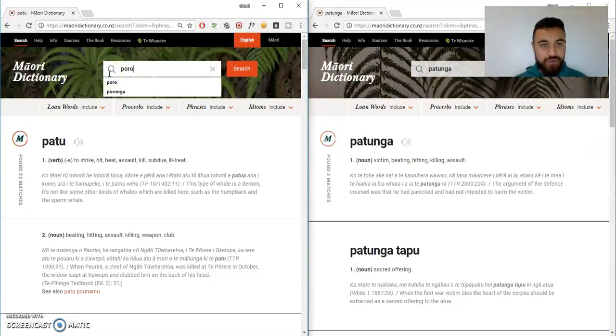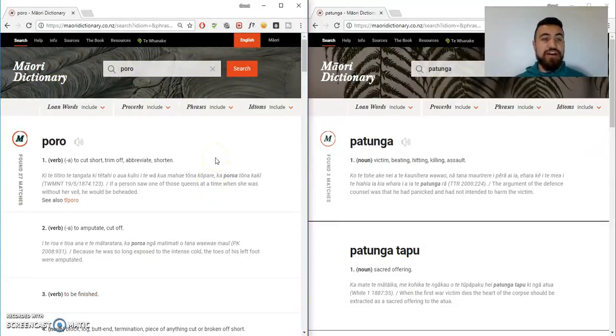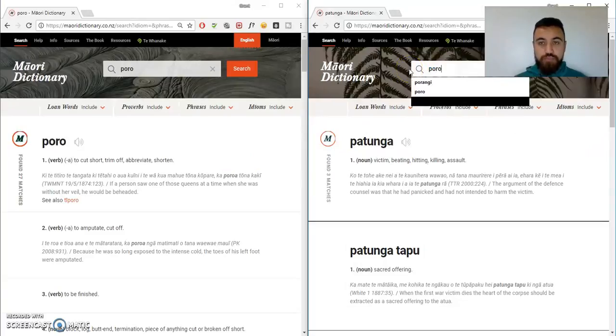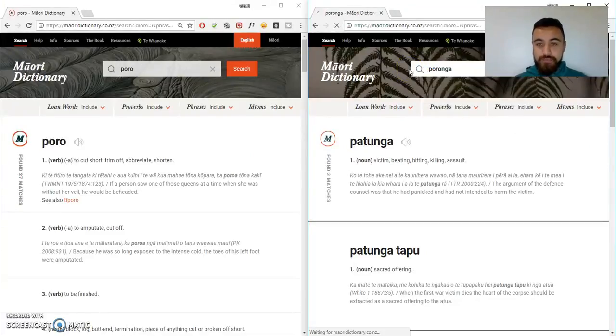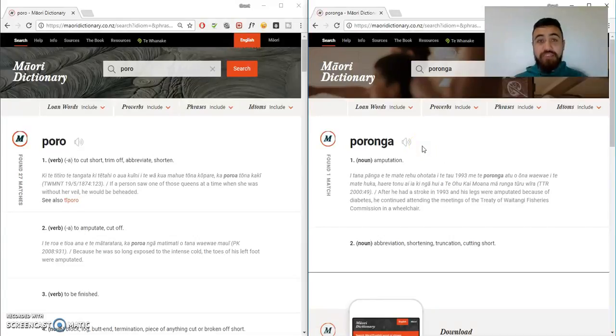One more. Won't keep going with these all night. Poro. So poro means to cut short, to trim off, abbreviate, shorten. We look up poronga, and we're talking about an amputation. So in the verb sense, we're talking about the action of cutting something. And then in the noun sense, the derived noun, it's what that thing is, what it has become. It's kind of hard to explain almost, but it makes sense when you read it.